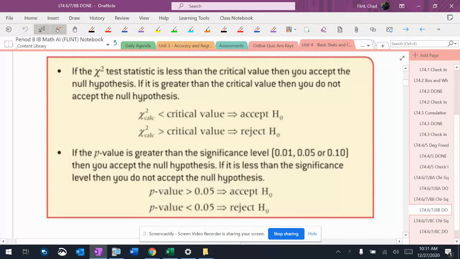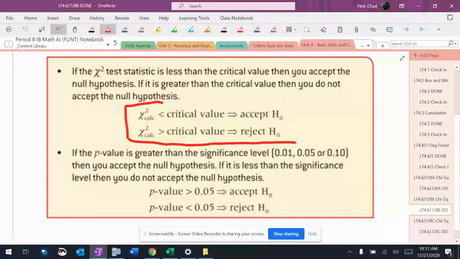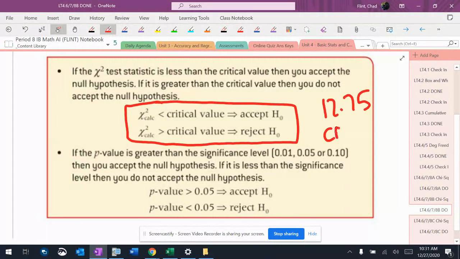So what we need to be able to do is, when we get the calculator, we're going to get a chi-squared value and we're going to get a p-value. We're able to compare those values to the critical values or the significance level that we get. So let's just start with the critical values. For a problem, you will be given a critical value. You might say, just to make it a round number here, 12.75 is the critical value.